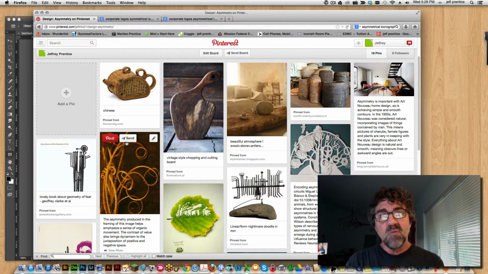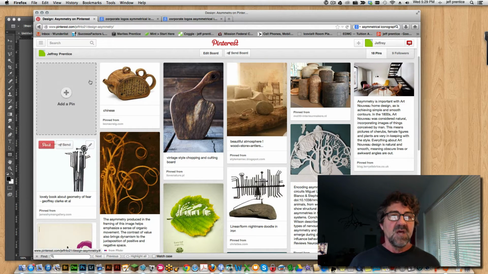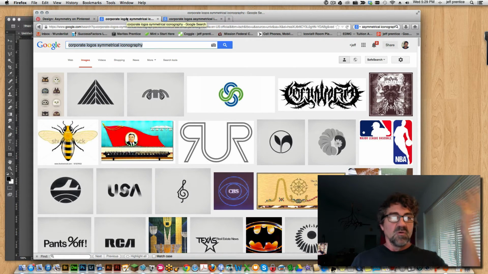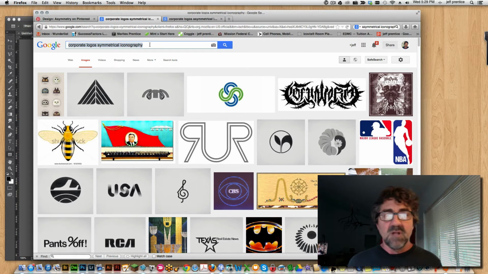You'll see both of them. What I tell people to do is go to Barnes and Noble or a bookstore and just browse through the magazines. Look at magazine covers and ask yourself, are they designing with symmetry? Are they designing with asymmetry? If they're designing with formal symmetry, what's the feeling they're trying to convey? The other thing I would have you do is I just Googled corporate logos, symmetrical iconography.